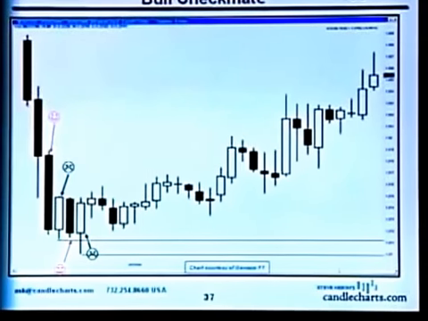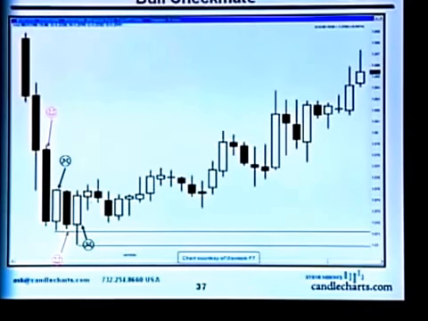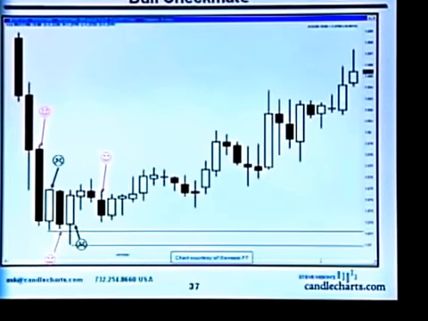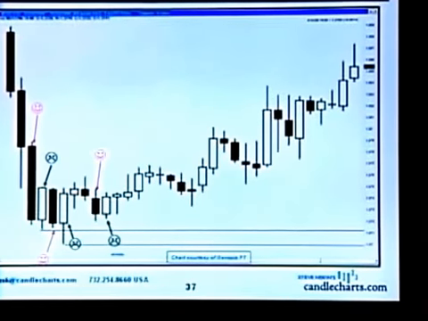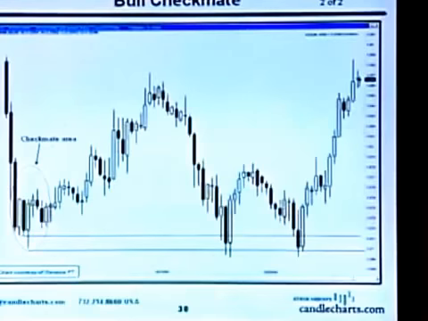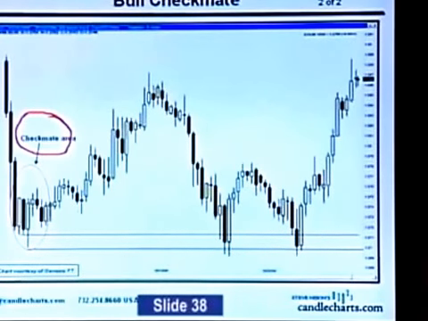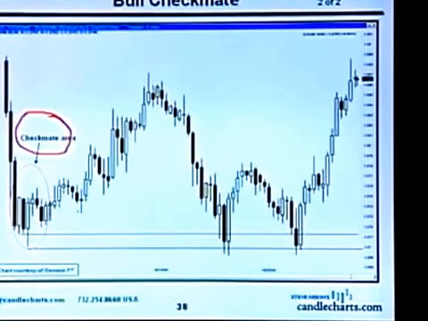Same thing here. I'll show you. Another weak market, no follow-through to the downside. Okay. And by the way, this is that slide shown just extended back. This is the checkmate area that I showed you in the prior slide, the bullish checkmate. And you can see the same thing happened again. This is a daily chart.